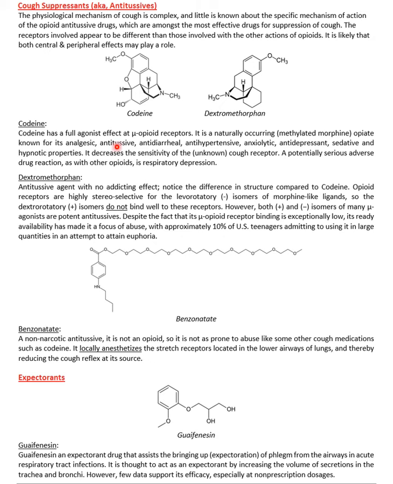Okay, so I spoke about codeine and dextromethorphan as cough suppressants acting through the opioids, and both are opioid receptor agonists. The third example of a cough suppressant is benzonatate, and by looking at the structure, it's completely different from these opioid drugs, the opioid receptor agonists.